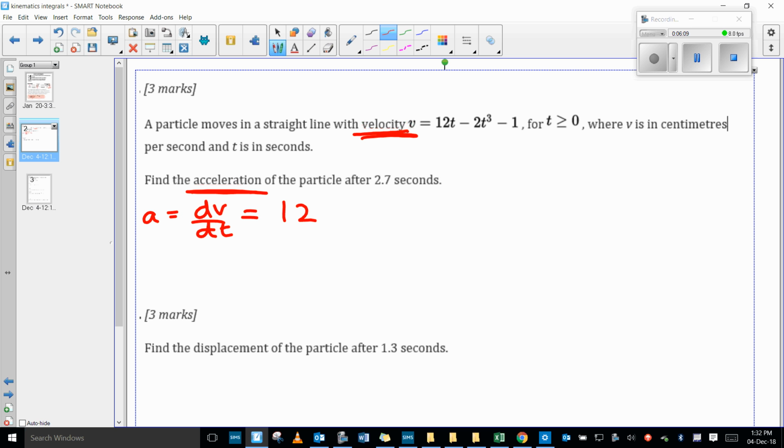Minus 6. Anything else? No? Okay, good. Alright, so that's our expression for our acceleration.